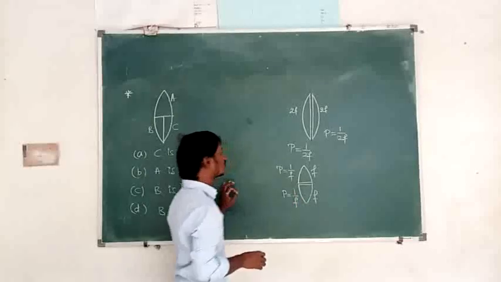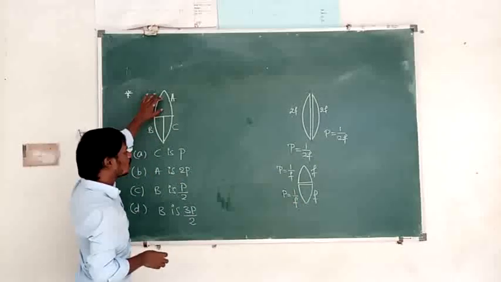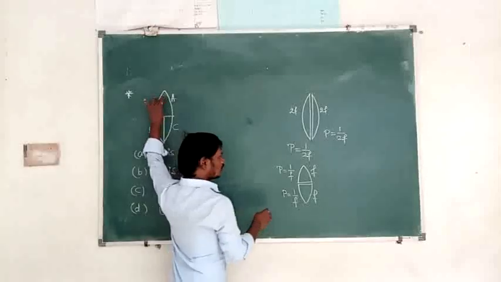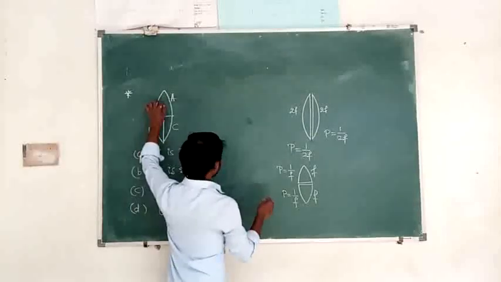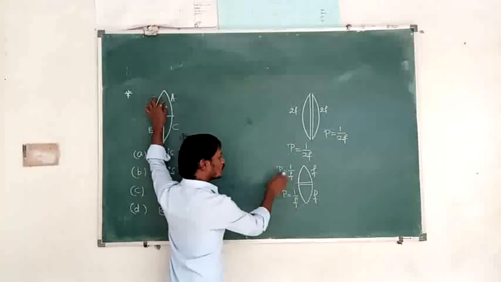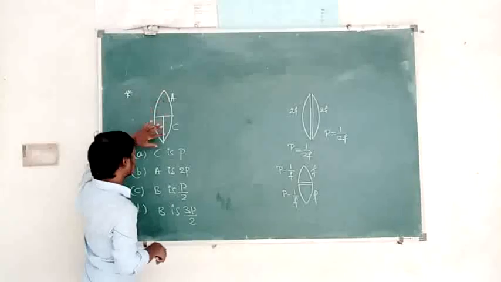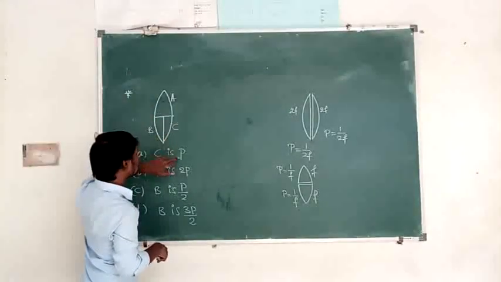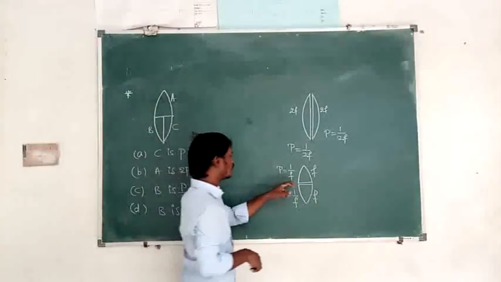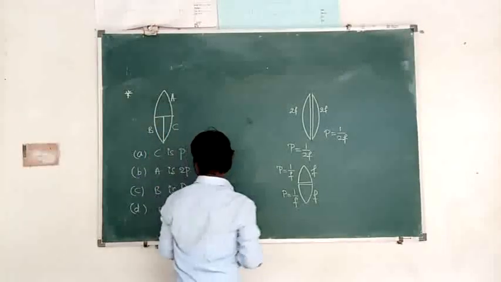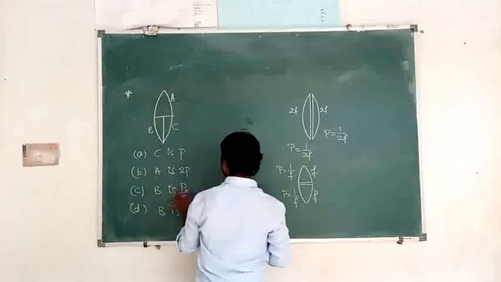But what is our question? What is the power of A? Power of A must be P only, because 1 by f is equal to P. So A being 2P is wrong. Next, power of C is P. That is also wrong, because it is cut along the principal section. Then what is the power of B here? Power of B is P by 2.